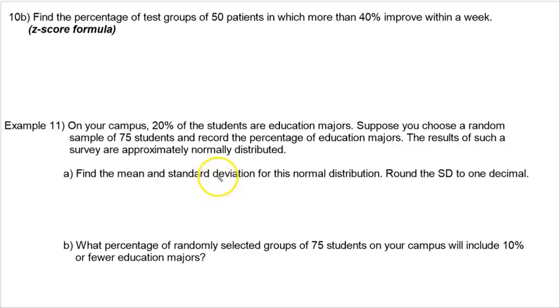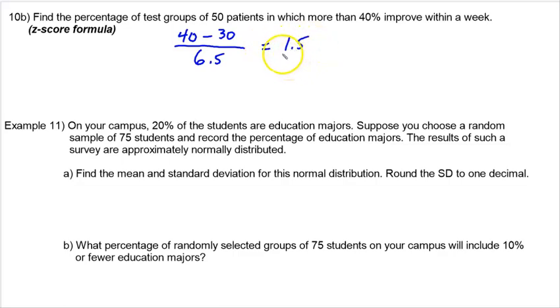Okay, let's try another couple. Find the percentage of test groups of 50 patients in which more than 40% improve in 1 week. So let's do our z-score formula. This time it's going to be 40. All right, 40 minus 30. Okay, the value, the data point, minus the mean, divided by the standard deviation. We found that on the previous slide. All right, and that gives us a z-score of 1.5.